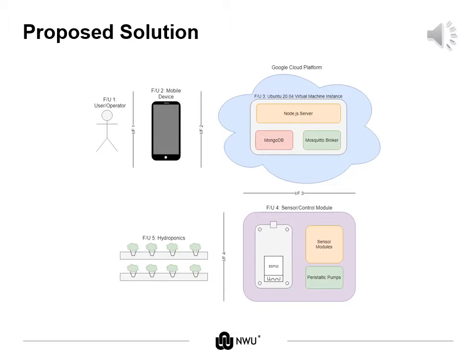The end user can make use of a mobile device to connect to a Node.js server running on Google Cloud Platform. This server in turn connects with a sensor module that's placed close to the hydroponic system. The sensor module makes use of pH and EC sensors to gather data about the nutrient solution within the system. The controller can also make use of peristaltic pumps to dispense nutrients into the system.